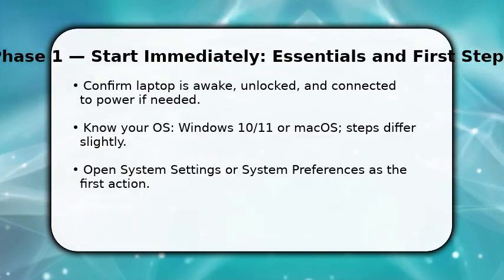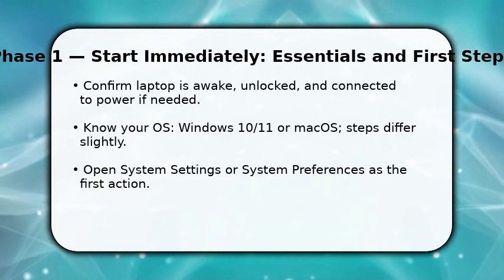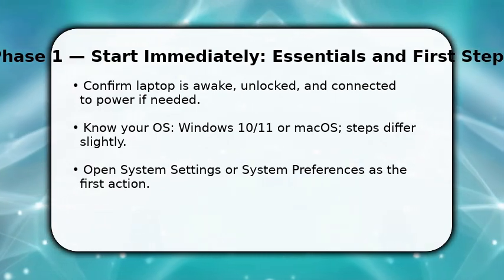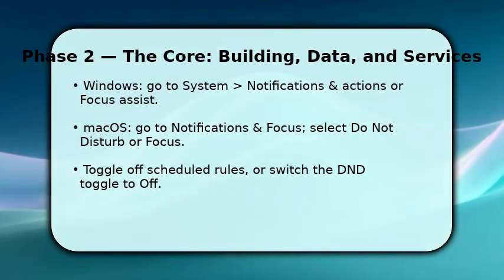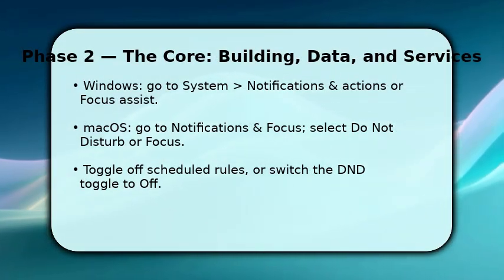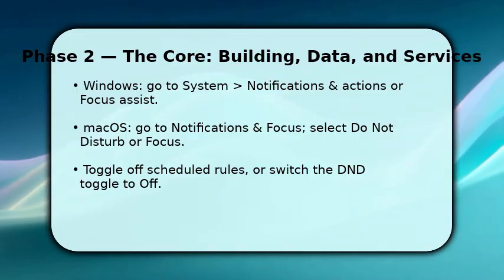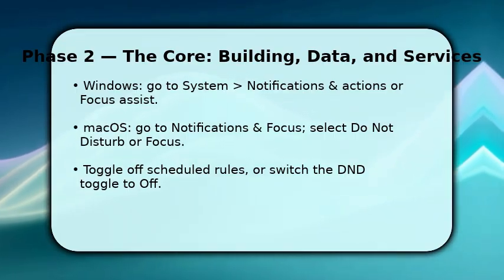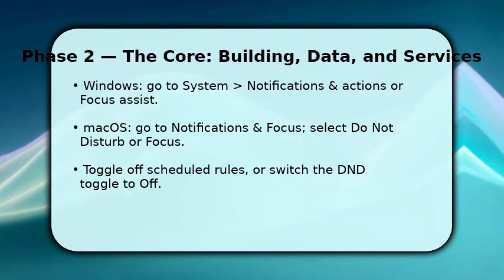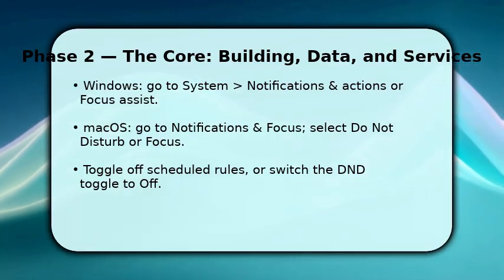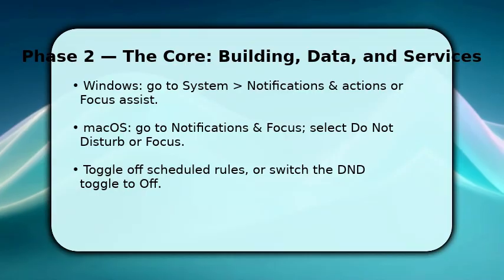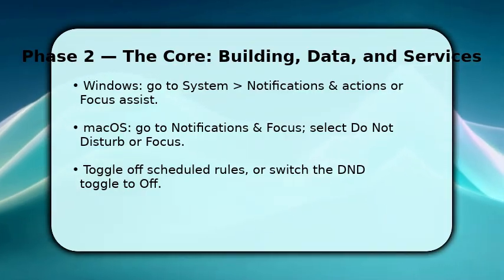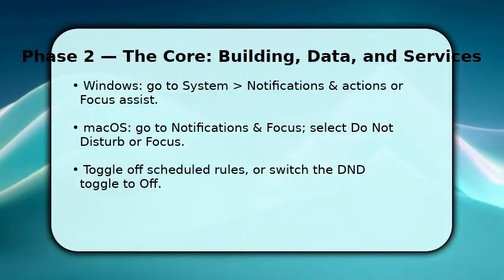Now that settings is open, move to the Notifications or Focus section to begin changing Do Not Disturb. Once you're in the correct panel, find Do Not Disturb or Focus settings. On Windows, this may be under Notifications and Actions or Focus Assist, while on Mac OS it's under Notifications and Focus. Now, disable any active toggle labeled Do Not Disturb, turn off automatic schedules, and deactivate rules that silence notifications.